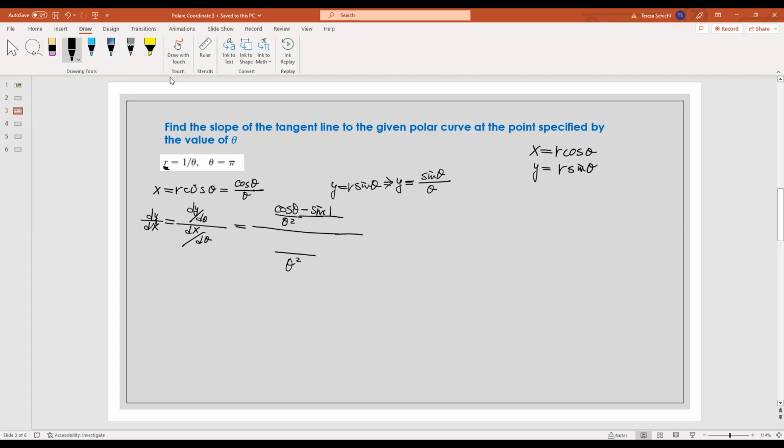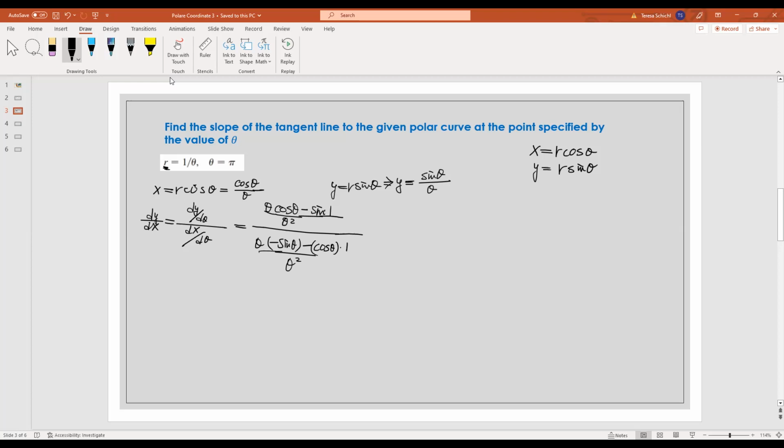So you square the bottom, then you take the derivative of the top. Oh, sorry, here we need to times theta. Okay, so you take the derivative of the top, so it's negative sine theta. Then don't forget times the theta. Then minus, right? So then minus, you hold the top, cosine theta.